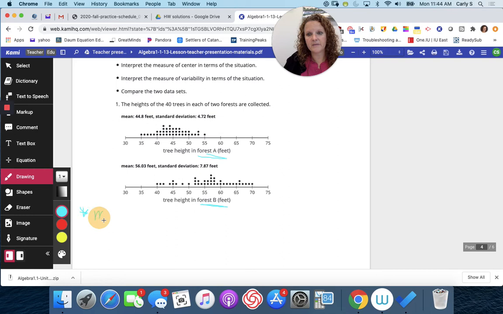So here, the mean tells us the average height of trees in each forest. Some will be taller than others, right? So that's interpreting the measure of center. The mean gives us the average height of trees in each forest. And to keep on going a little bit, to give more data, some will be taller than others.